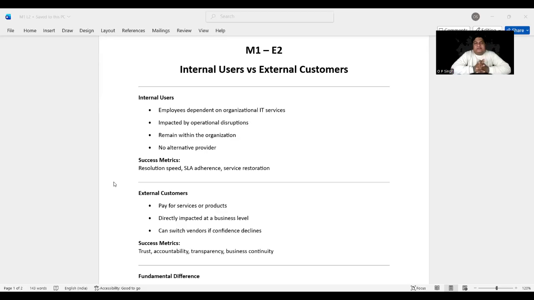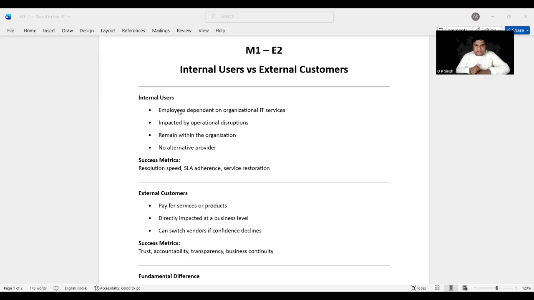So let us start with the internal users. Internal users are employees who depend on the organizational IT services to perform their job, and these employees are affected by operational disruptions. A disruption can be anything like an employee cannot access the email, the VPN is down, the laptop is not performing, or it is performing slow. These all are operational disruptions. All of these impact productivity, but employees remain part of the organization. They do not have the option to leave. I'm talking about the organization which is providing the services, not the client.